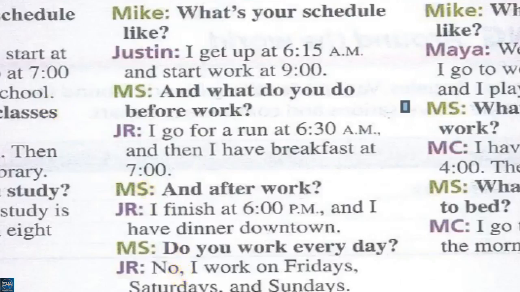Justin Reed. What's his job? City tour guide. What's his schedule like? He gets up at 6:15 a.m., early in the morning. At what time does he start work? He starts work at 9 o'clock. What does he do before work? He goes for a run at 6:30. At what time does he have breakfast? He has breakfast at 7 o'clock.